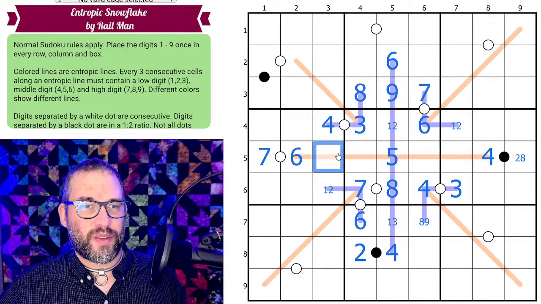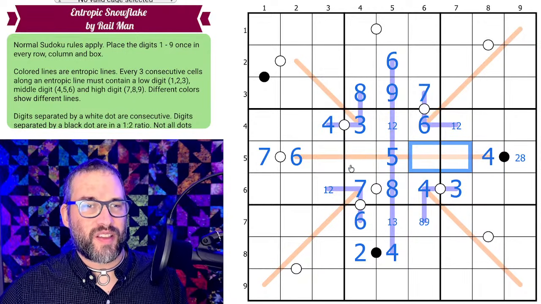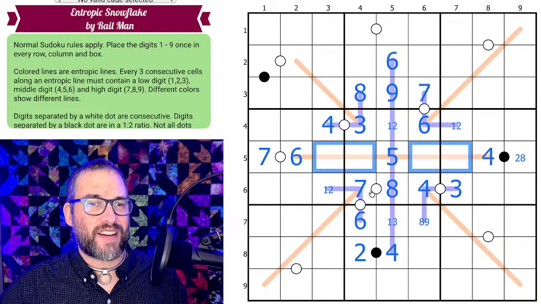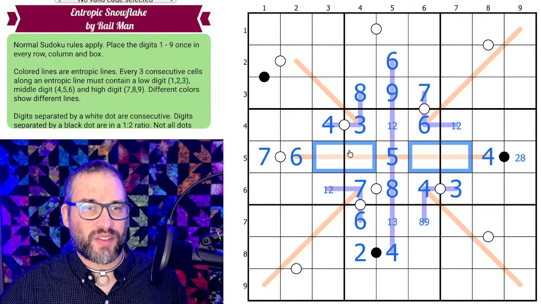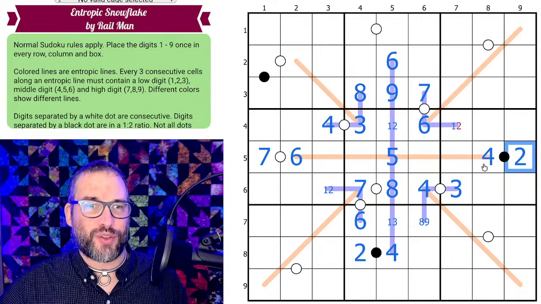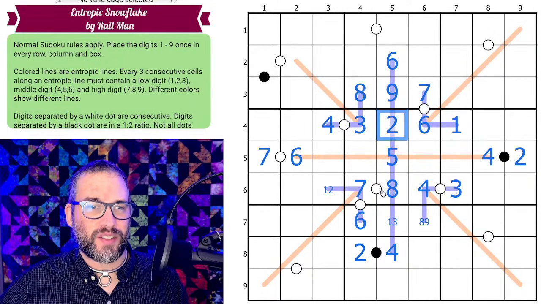Todd points out that in these cells, we're going to have 8 and 9. So this isn't an 8, it's a 2. So that's a 1, that's a 2.